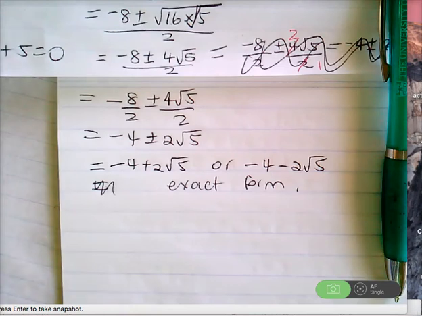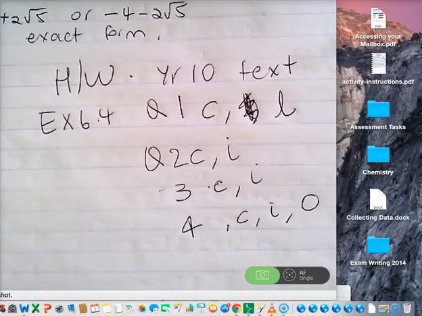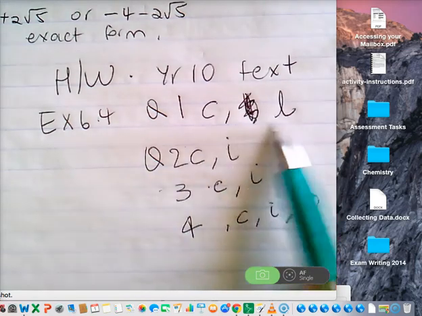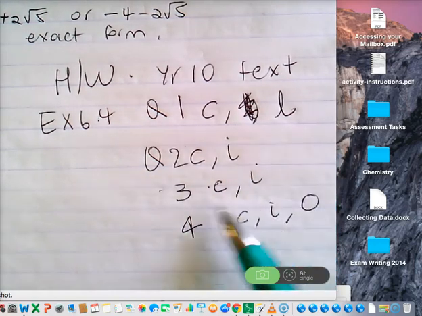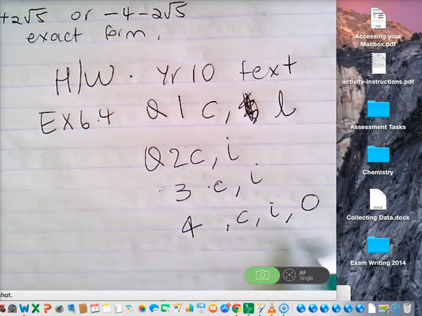Your homework is, do you want me to do a few more examples tonight on video? I think I will. Year 10 text, question 1 C and L, 2 C and I, 3 C I, 4 C I O. What am I meant to do for this?